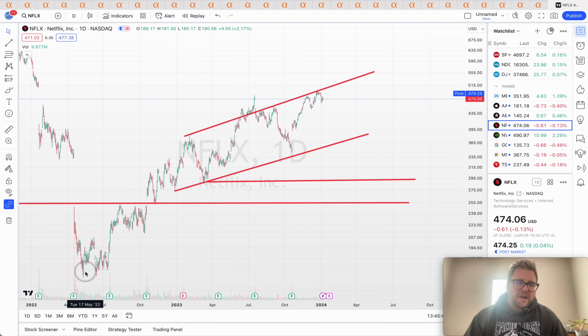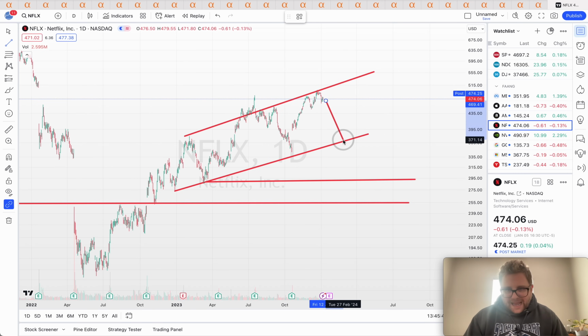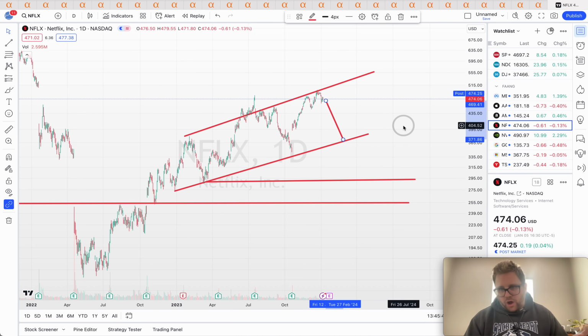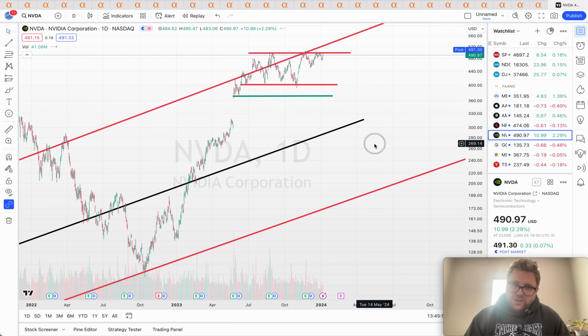Moving on to Netflix, beautiful uptrend. I mean, you've been in a very steep uptrend really since May. It started to flatten out in December. Again, these are last year. Pullbacks in Netflix south of, I would call it about 400, probably should be bought.